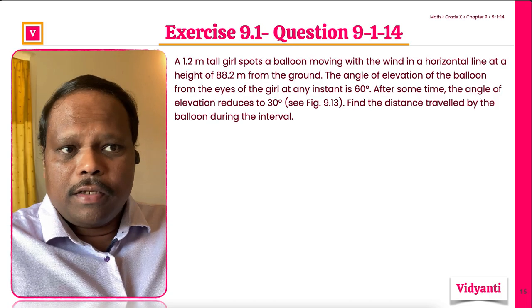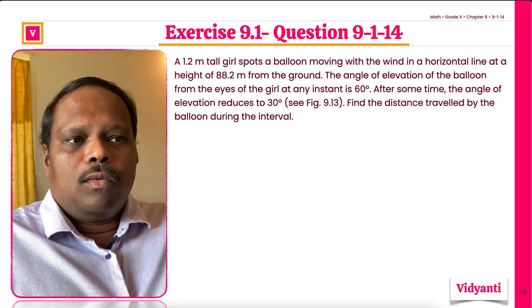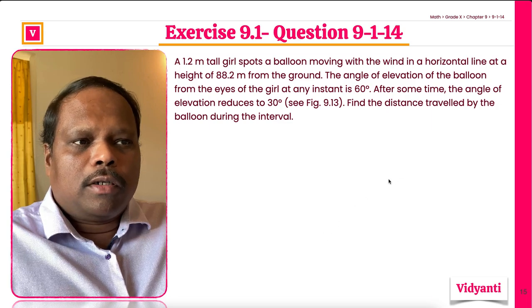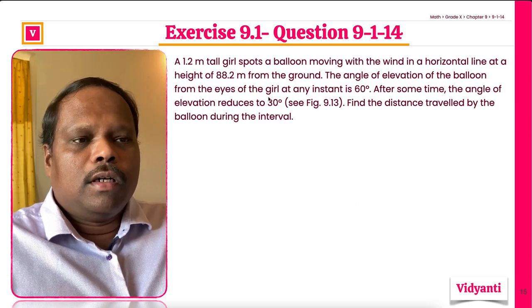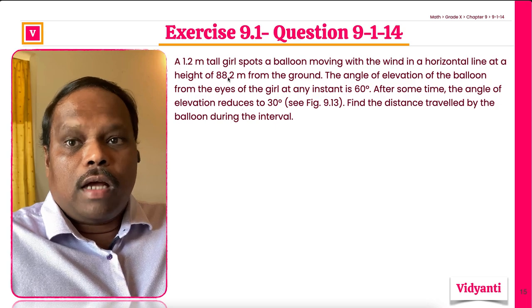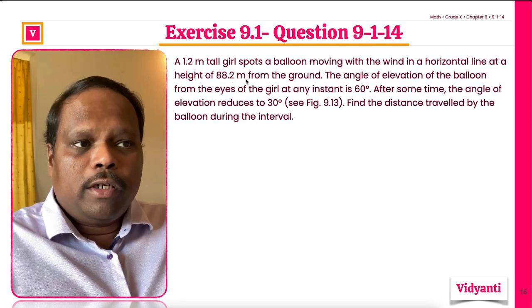Question in this exercise. Question number 14. A 1.2 meter tall girl spots a balloon, and the balloon is actually leaving that person, and the height of the balloon from the ground is 88.2 meters from the ground.